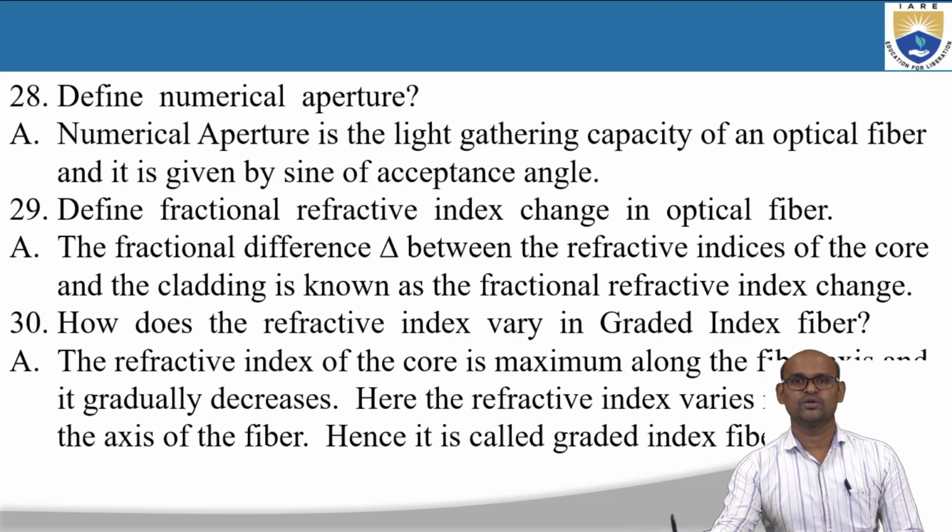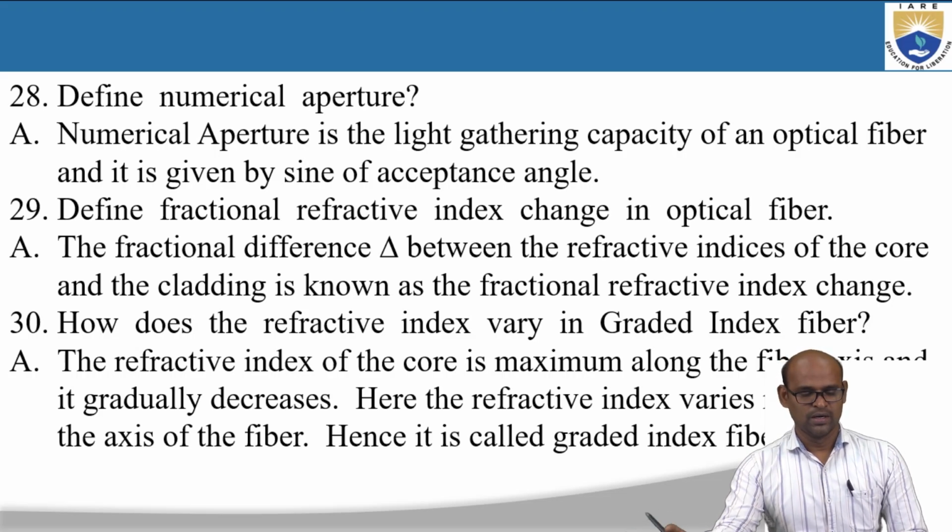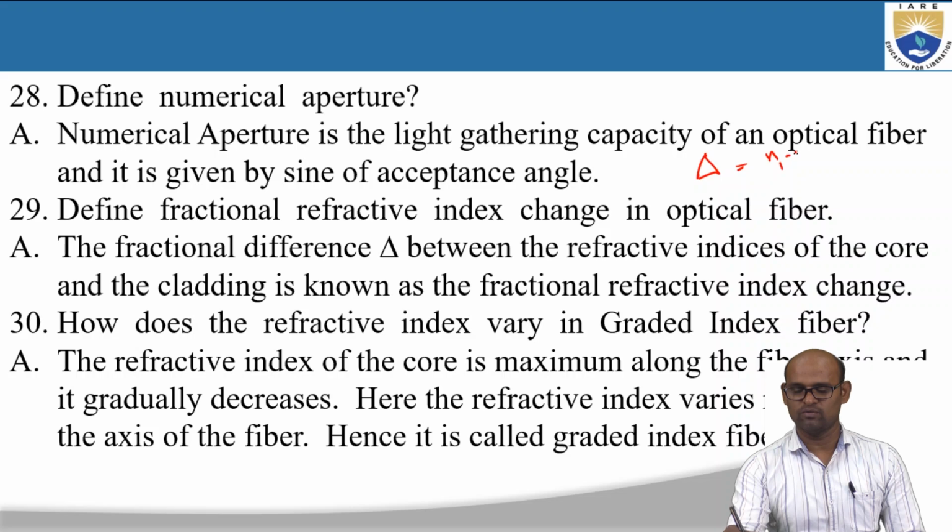Define numerical aperture. Numerical aperture is the light gathering capacity of an optical fiber, and it is given by sine of the acceptance angle. Define fractional refractive index change in an optical fiber. So fractional refractive index change is delta, defined by (n1 minus n2) by n1. So this is the fractional refractive index change.